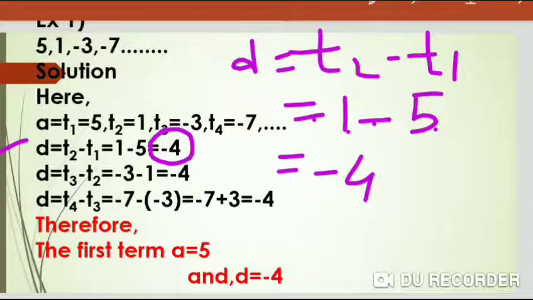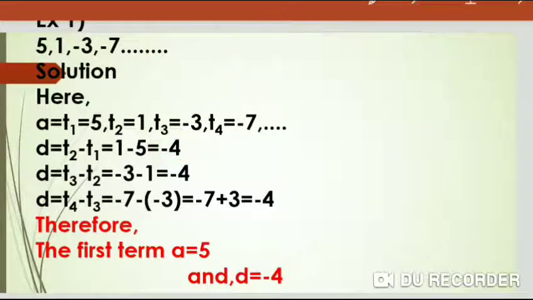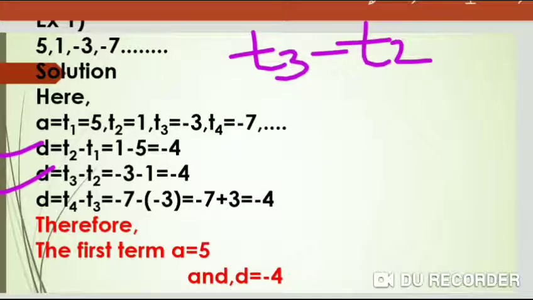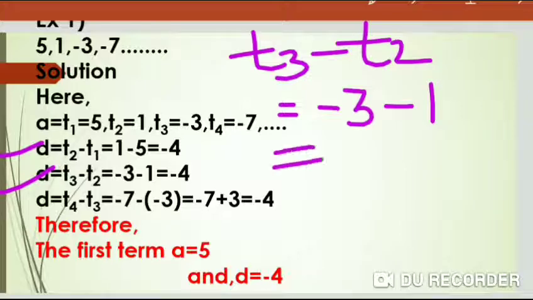Now see again the next common difference d. Now see here the d is equal to t3 minus t2. Value of t3 is equal to minus 3 minus value of t2 is equal to 5. Okay. Now see here value of t2 is equal to 1. It can be written down here 1. Now see minus 3 minus 1.